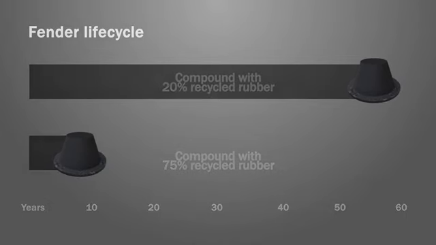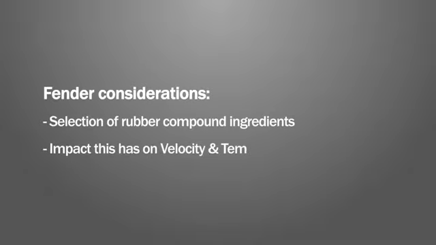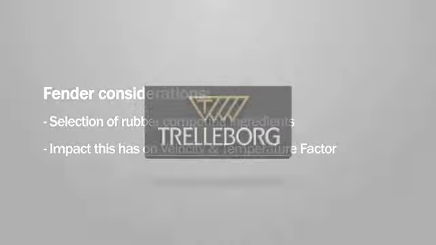It is clear then that there is a lot to consider in designing fender systems for optimum long-term performance. The selection of rubber compound ingredients is critical. Specifiers and manufacturers alike must understand the impact this formulation has when applying velocity and temperature factor and when considering fender performance and life cycle.